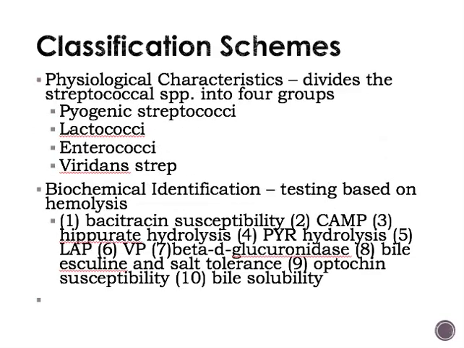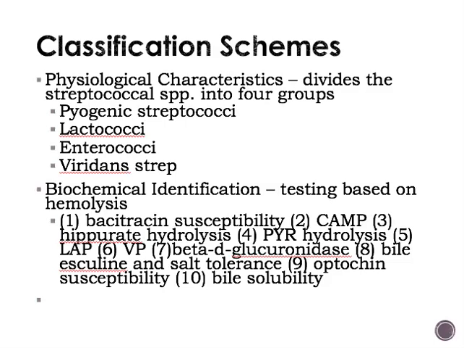So another way that we can classify the streps is by physiological characteristics, which divides the strep species into 4 groups. The pyogenic streptococci are those that cause infections that produce pus. These are mainly going to be the beta hemolytic streps and constitute most of that Lancefield group. Lactococci are non-hemolytic with Lancefield group N antigen. A lot of times these are going to be found in dairy products.